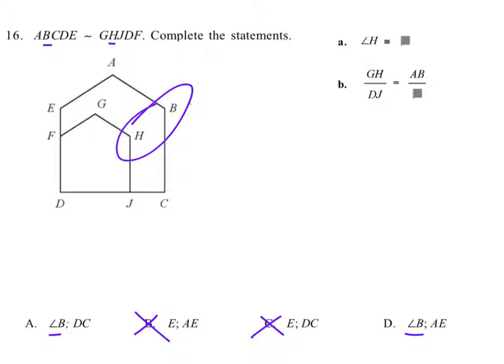And GH over DJ. Let's give them some colors. GH is to DJ as, and of course we're going to go out here and say, then AB is to CD because it's got to take up the whole bottom if it's going to be the whole bottom part of the little house shape.